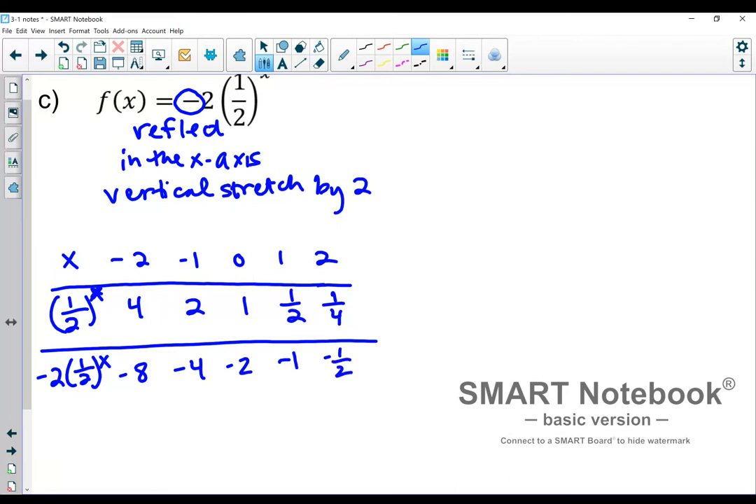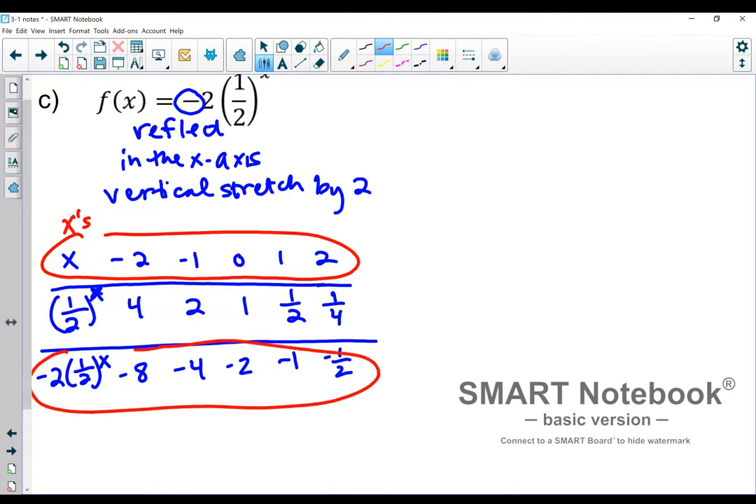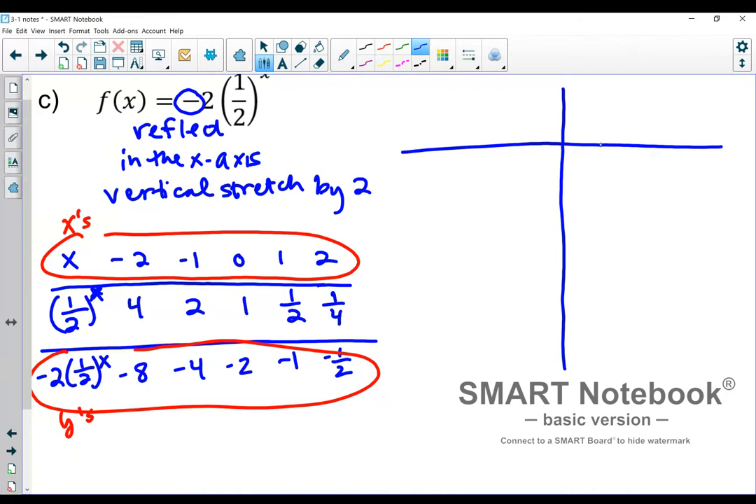All right, now I know that this row in between is not really the row I need. That's for my original function. So I'm going to use these for my x's. And I'm going to use the last row, which is what my function actually is, for my y's. And I'm going to go ahead and graph. And hopefully I can make the scale go down to -8.